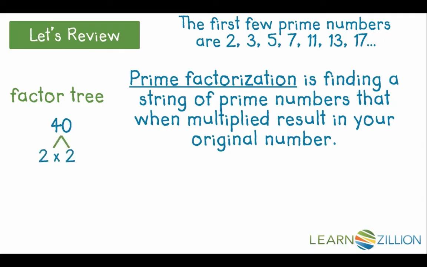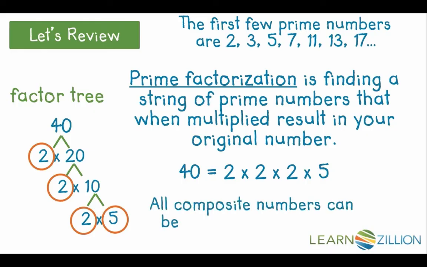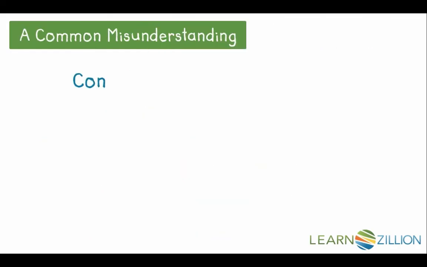40 can be broken up into 2 times 20. 2 is prime, 20 is composite, so 20 needs to be broken up further still. 2 times 10 works. 2 is prime, 10 is composite, and we break 10 up into 2 times 5. We have no more composite numbers to break up, so the prime factorization of 40 is 2 times 2 times 2 times 5. Remember, all composite numbers can be written as a string of prime factors.